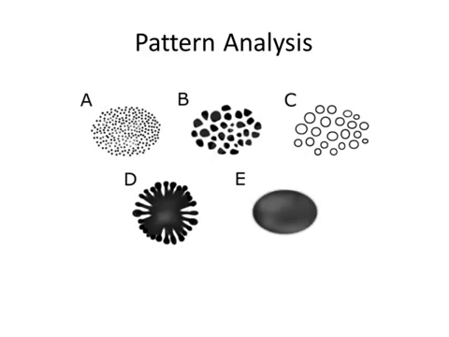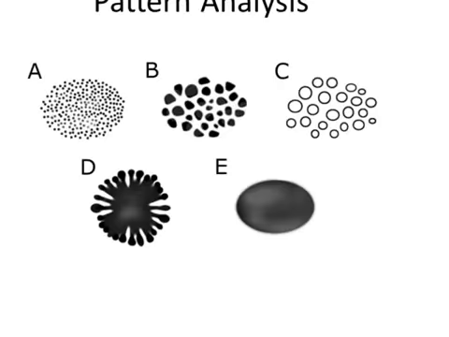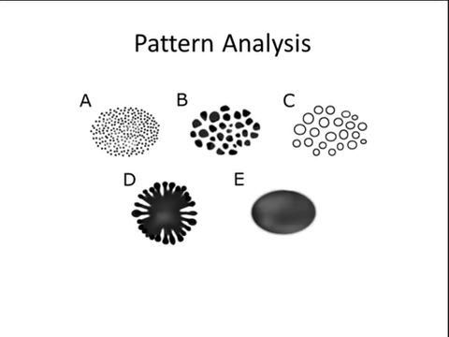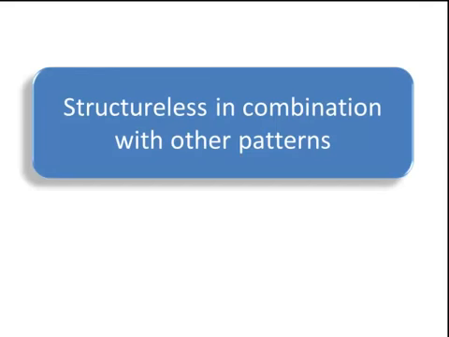But also, the other basic elements may form patterns: a pattern of dots like in A, a pattern of clots like in B, a pattern of circles like in C, and a pattern of pseudopods like in D. However, in the absence of any basic element, we have a structureless pattern like in E, and this is the topic of this podcast. Now, structureless may appear in combination with other patterns or as the only pattern.